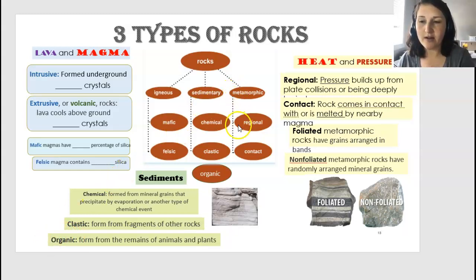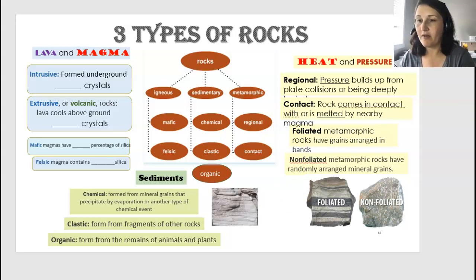Finally, metamorphic rocks can be formed by regional or contact metamorphism. Regional is when the rocks are stuck in between plates, so due to that pressure from plate tectonics. Contact is when they come in contact with or get melted by nearby magma. And again, I showed you on the last slide about foliated and non-foliated metamorphic rocks.